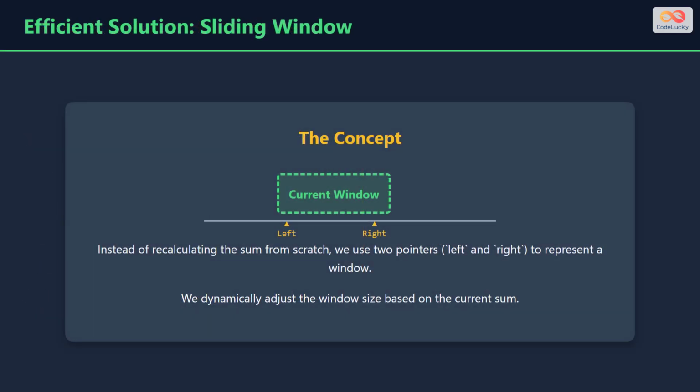We can do better using the sliding window pattern. Imagine a window over a portion of the array defined by a left pointer and a right pointer. We can expand and shrink this window dynamically to find our answer efficiently.